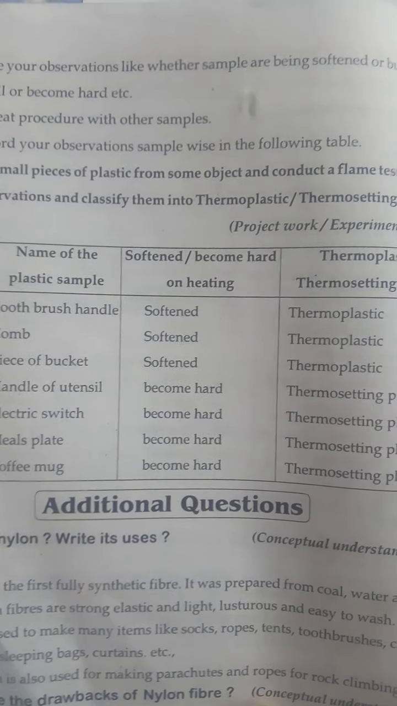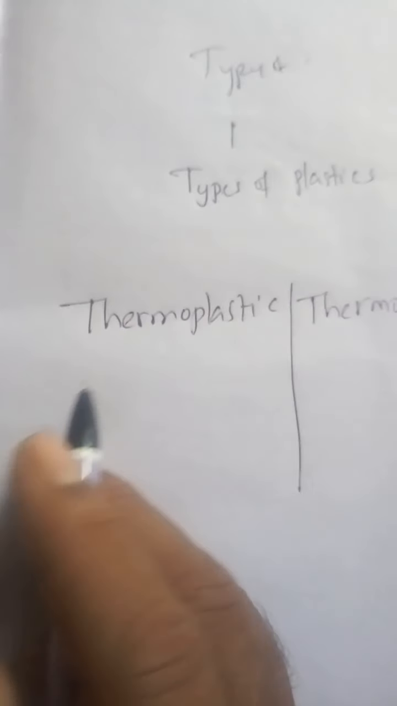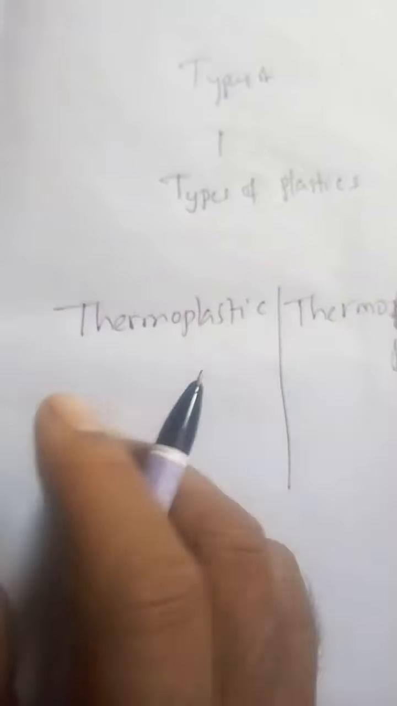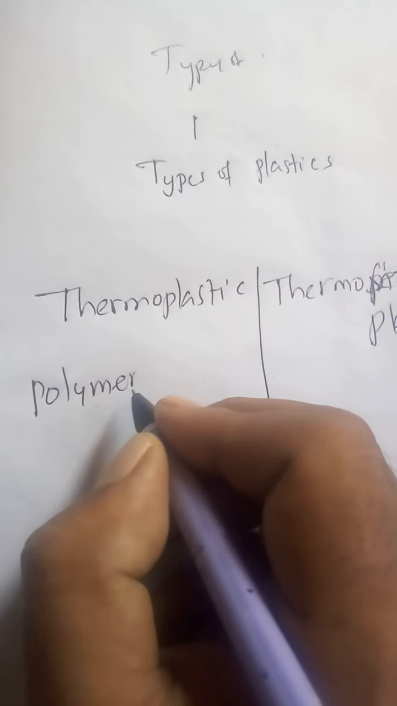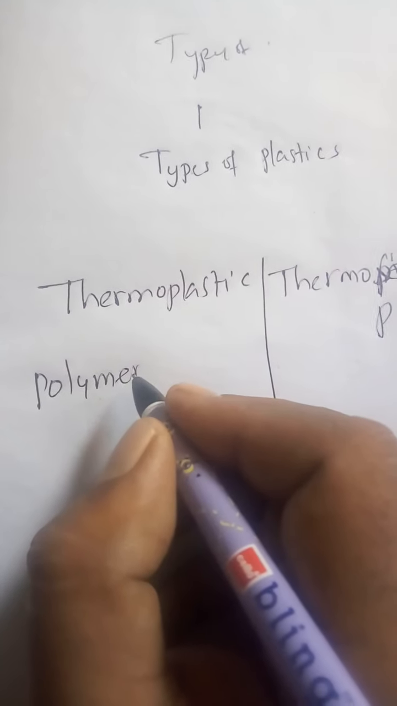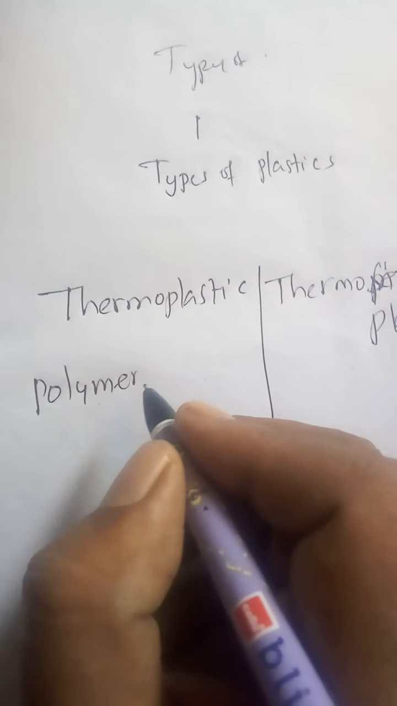More examples. See, thermoplastic. This plastic will soften when heated and harden when cooled. A thermoplastic is a polymer that turns into liquid when heated and freezes to a glassy state when cooled sufficiently.